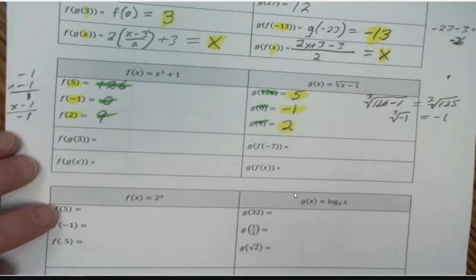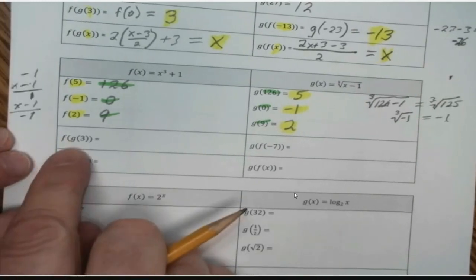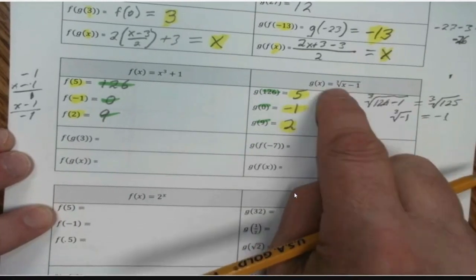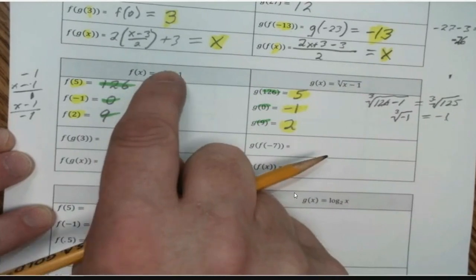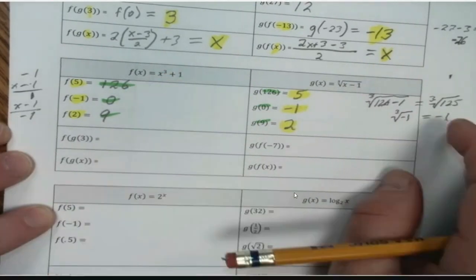Let's look at this first. What are you thinking about that? Because that would be the cubed root of 2. And then you take the cubed root of 2 over here and cube it and add 1.